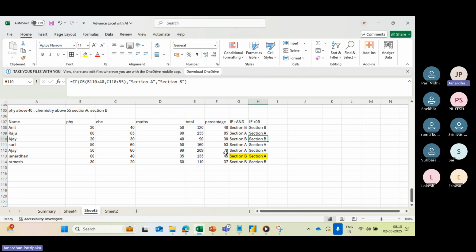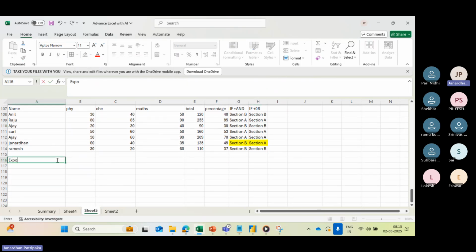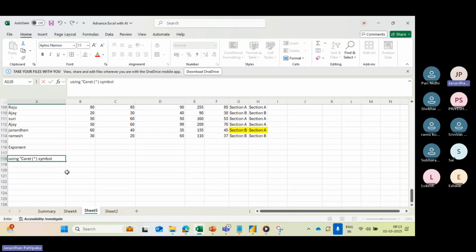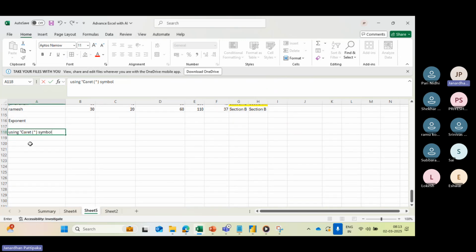Now there is an option called exponent. Exponent means instead of power, we use an operation called exponent. In the exponent, you will use one symbol that we call the caret symbol. This is the caret symbol. This is used for exponent. So how will we use this caret symbol? Suppose I have a base number. I will take some dummy data. Base number. I want to calculate some exponent.